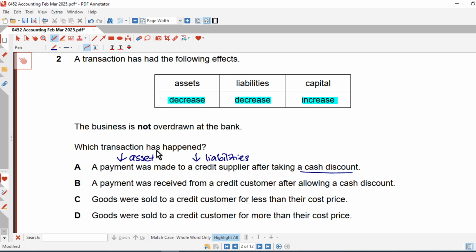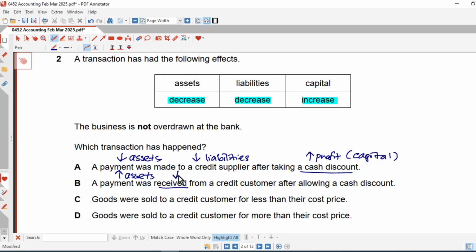Okay, so I earned a cash discount, so that is a form of other income. So other income is going to increase my profit, which in turn increases the capital. So option A looks pretty good here, but I'm just going to analyze the rest just to be really sure. B, a payment was received from a credit customer, so that's money in. So increase assets, right?